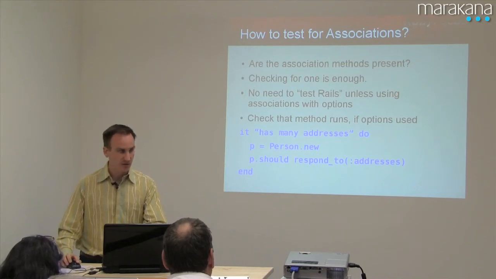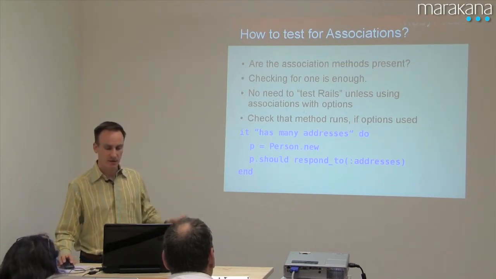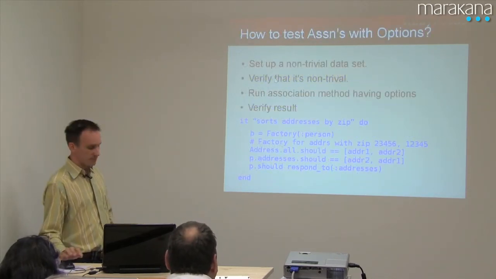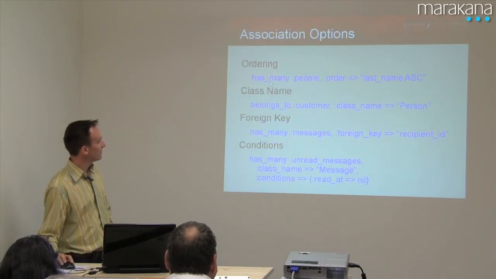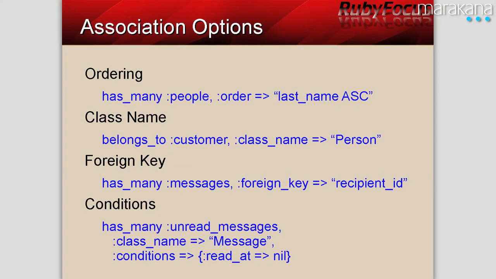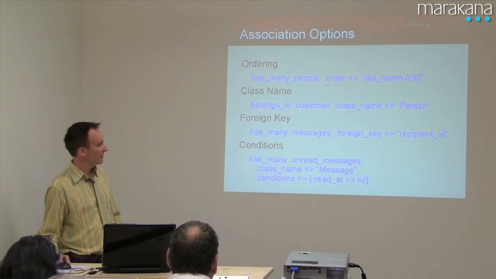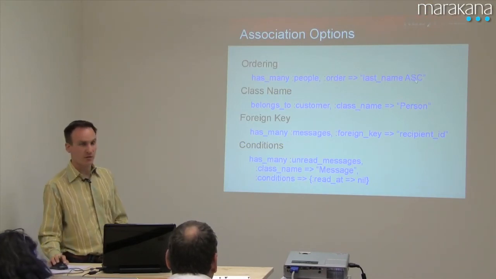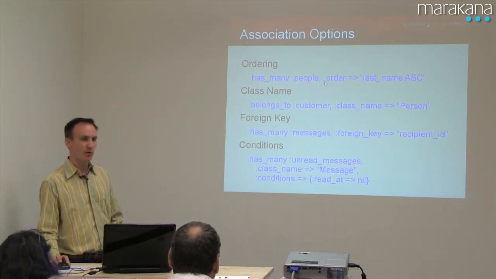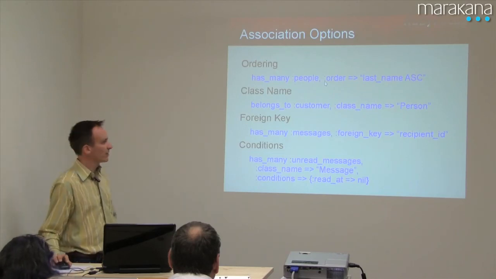And what can these options be? Does this make sense so far? Okay, let's keep going. The options can be ordering. So you can have, and what did I do wrong here? Has many people, order last name ASC. So this might be like a site or some entity, like a company might have many people or employees, and you could return those in an ordered fashion. That is totally valid. So you see the similarity here to the Finder options. You can actually pretty much use all the Finder options in these associations as well.